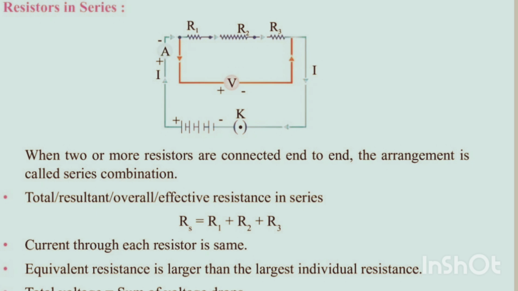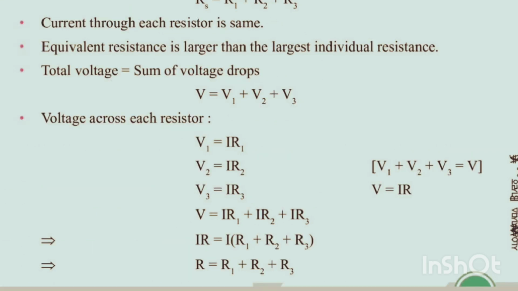Resistance in series is nothing but when two or more resistors are connected end to end, the arrangement is called the series combination. So total RS is equal to R1 plus R2 plus R3. The current flowing through each resistor is the same. And the second point is the equivalent resistance is larger than the largest individual resistance.